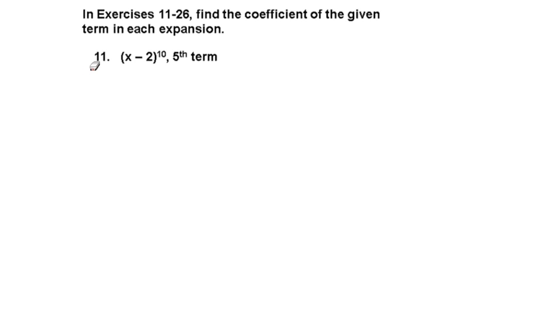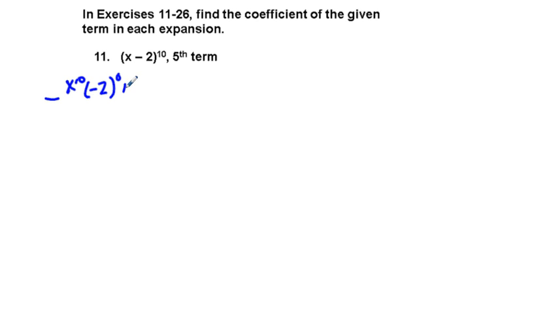So we have this first one: quantity x minus 2 to the 10th power. Find the fifth term. Now, to find the fifth term, we're going to just count out till we get to the fifth term. The first term is going to be x to the 10th power, and then we're going to have this negative 2 to the power of 0, which is going to be 1, and some coefficient out front. That coefficient is going to be 1.